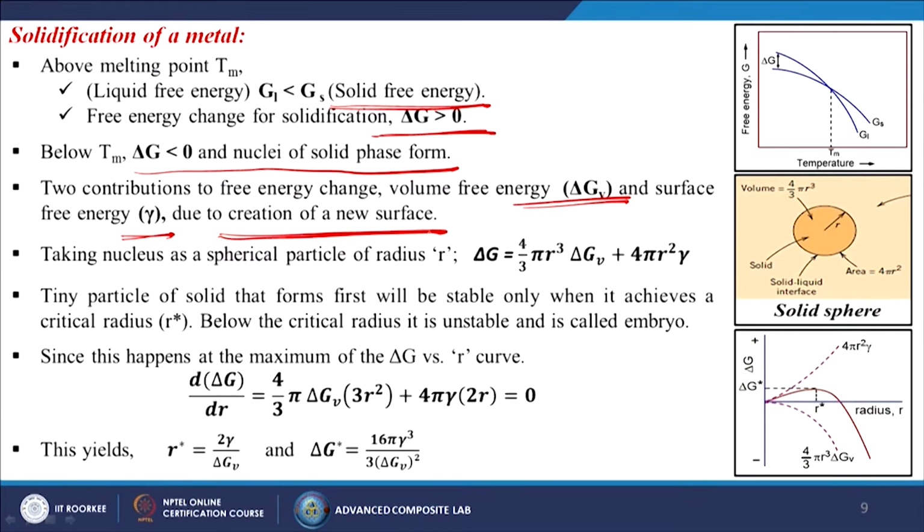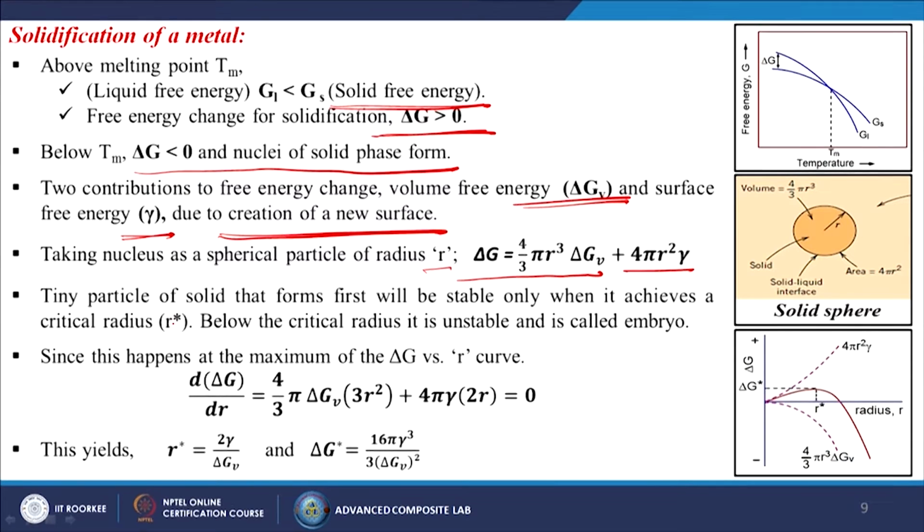Taking the nucleus as a spherical particle of radius r. In this particular case, the formation is taking place, nucleation has started. Suppose this is the atom and we are taking its radius as r. This is the solid liquid interface and the rest of the area is the liquid. So, del G is equal to 4 by 3 pi r cube del GV plus 4 pi r square gamma.